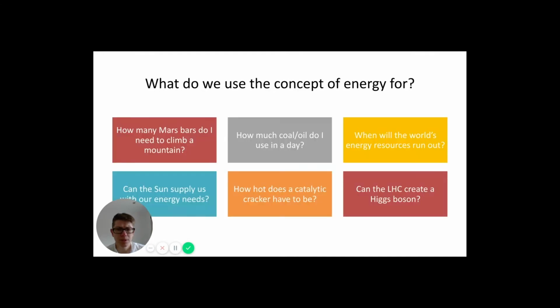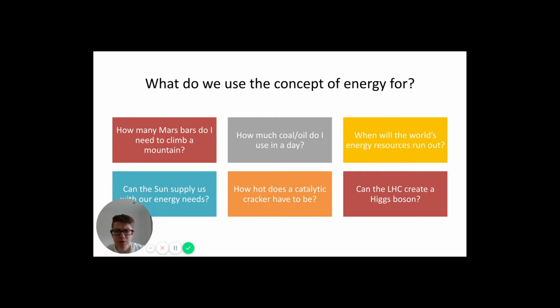So, back to this. What do we use the concept of energy for? Well, we use it to answer questions like these, which all have calculable solutions. The concept of energy is a beautiful, powerful one, but can't do everything, as we'll see shortly.